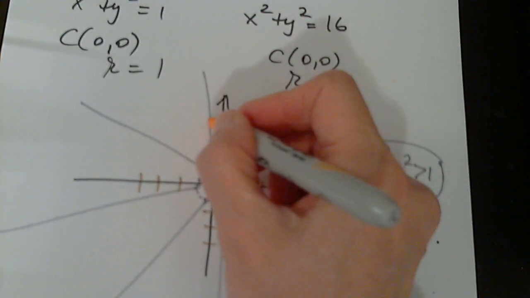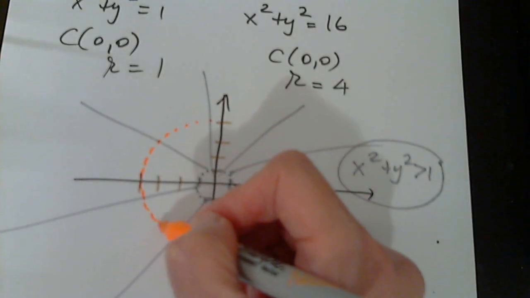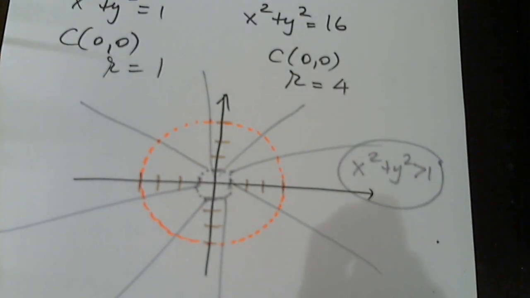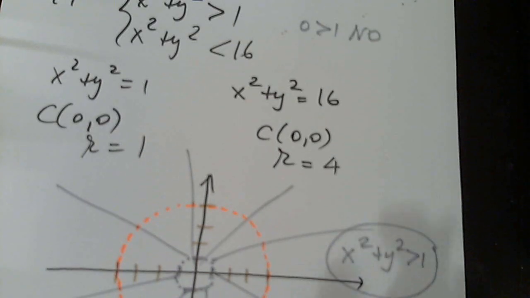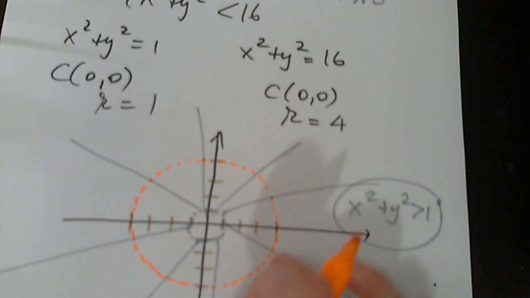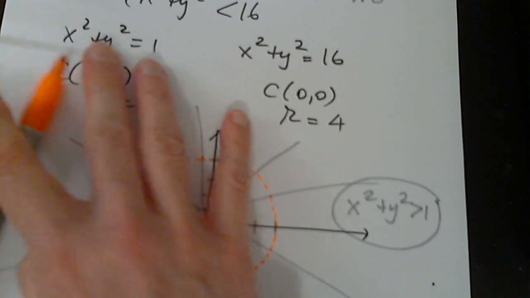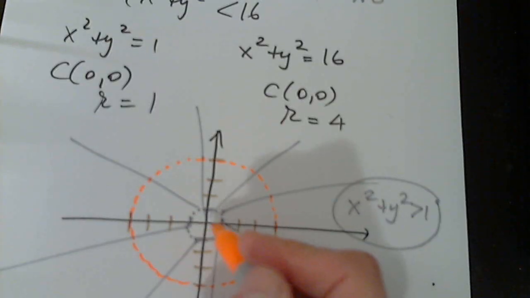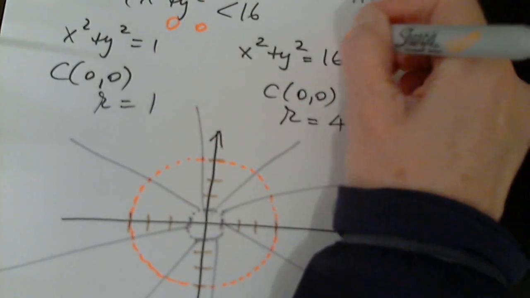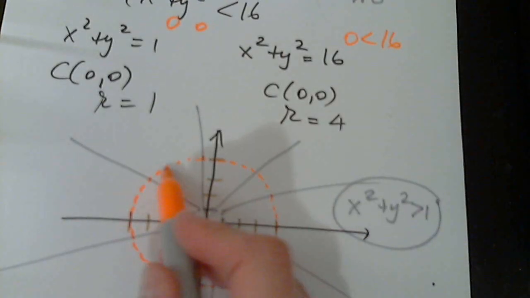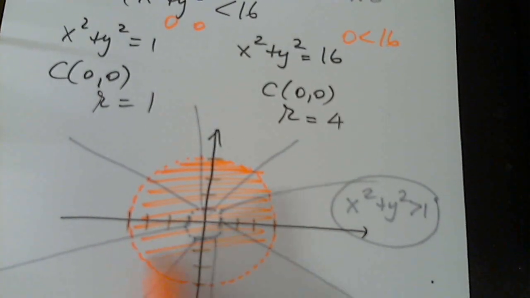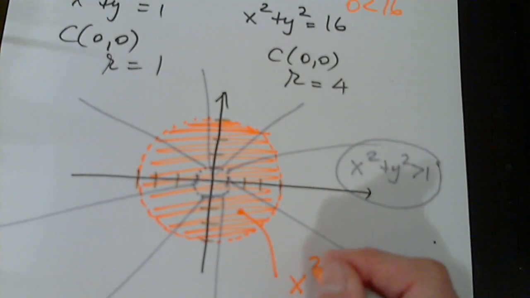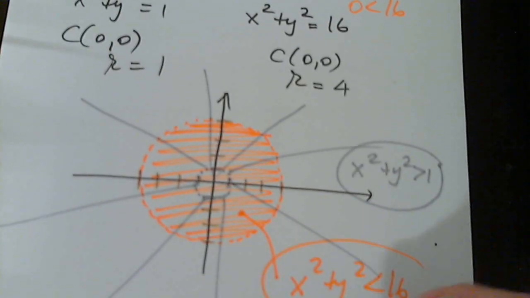Solid? No. Meaning the points on the circle will not be part of the solution. Now, 0, 0. So this big circle divides the plane into two pieces, the inside and the outside. So I'm choosing to check the inside with 0, 0. 0 less than 16, yes. So this inside is x squared plus y squared less than 16.